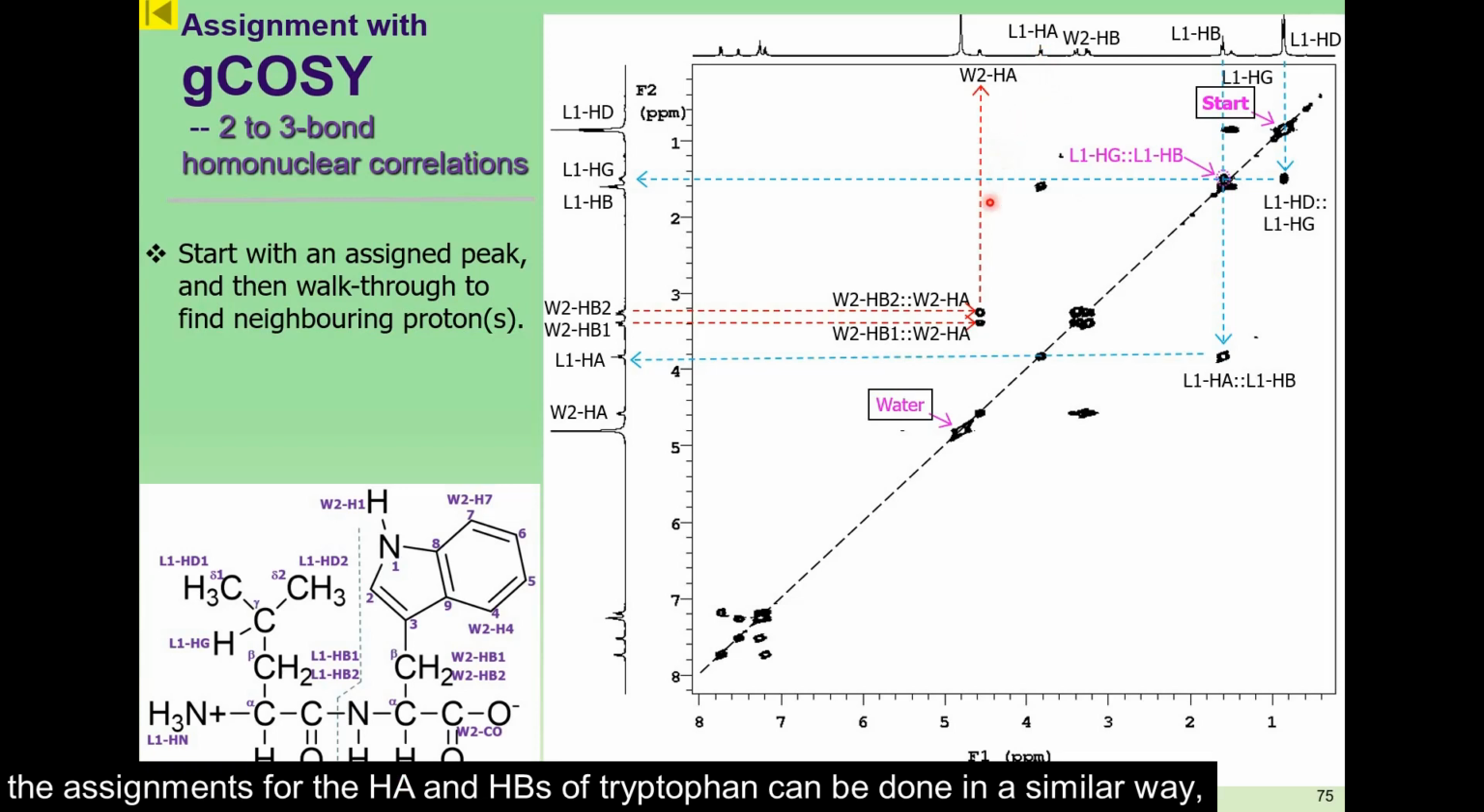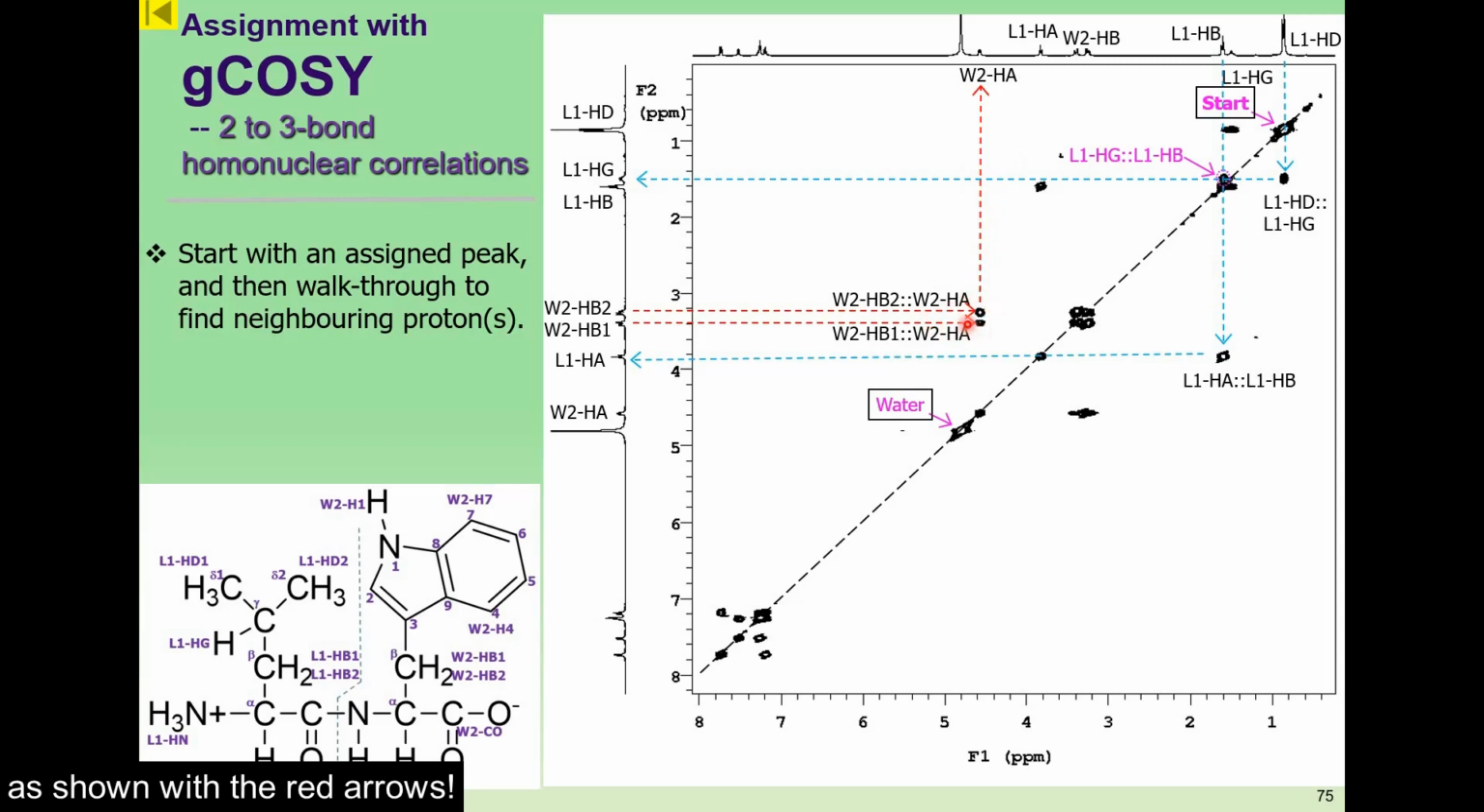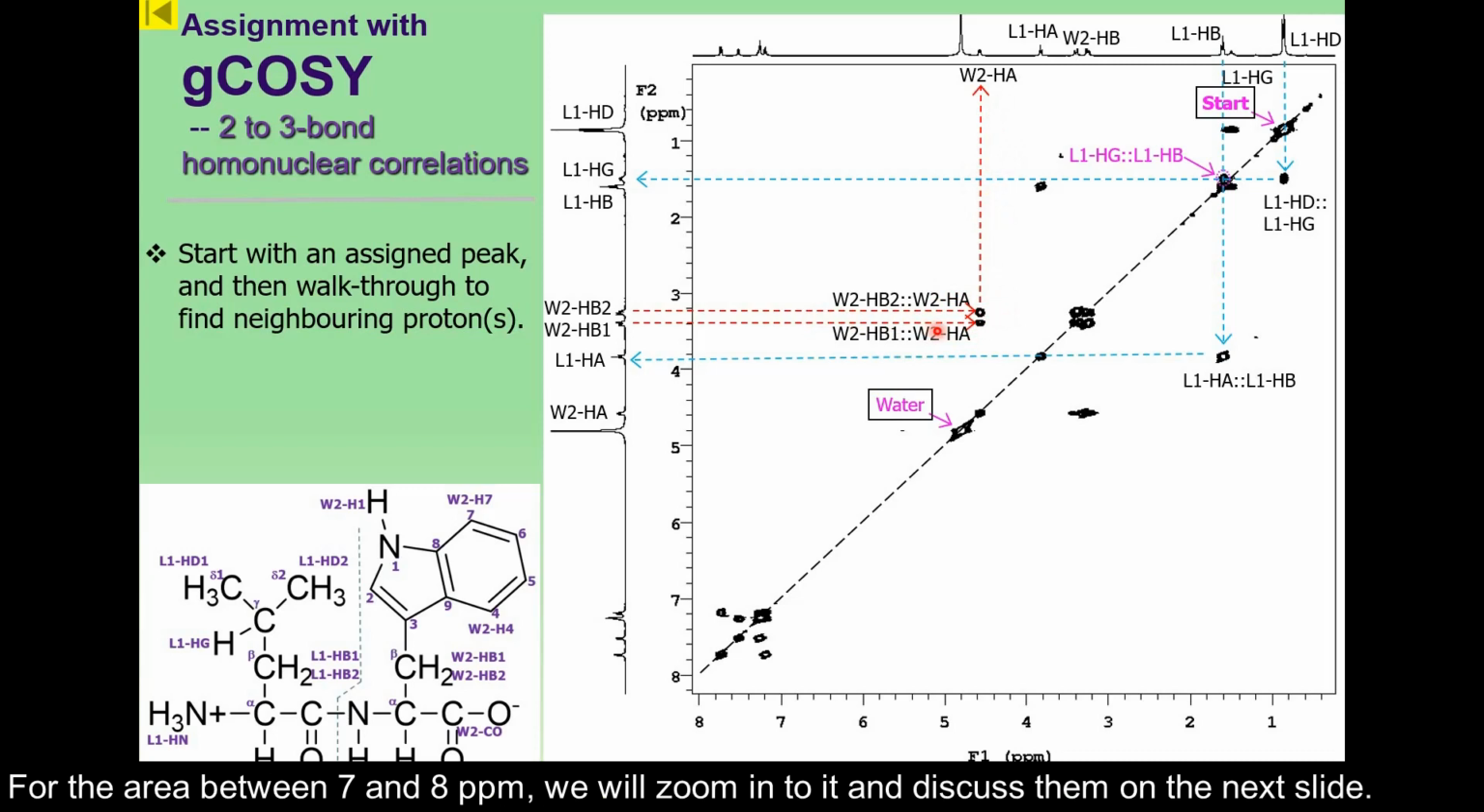Assignments for the HA and HBs of tryptophan can be done in a similar way, as shown with the red arrows. For the area between 7 and 8 ppm, we will zoom into it and discuss them on the next slide.